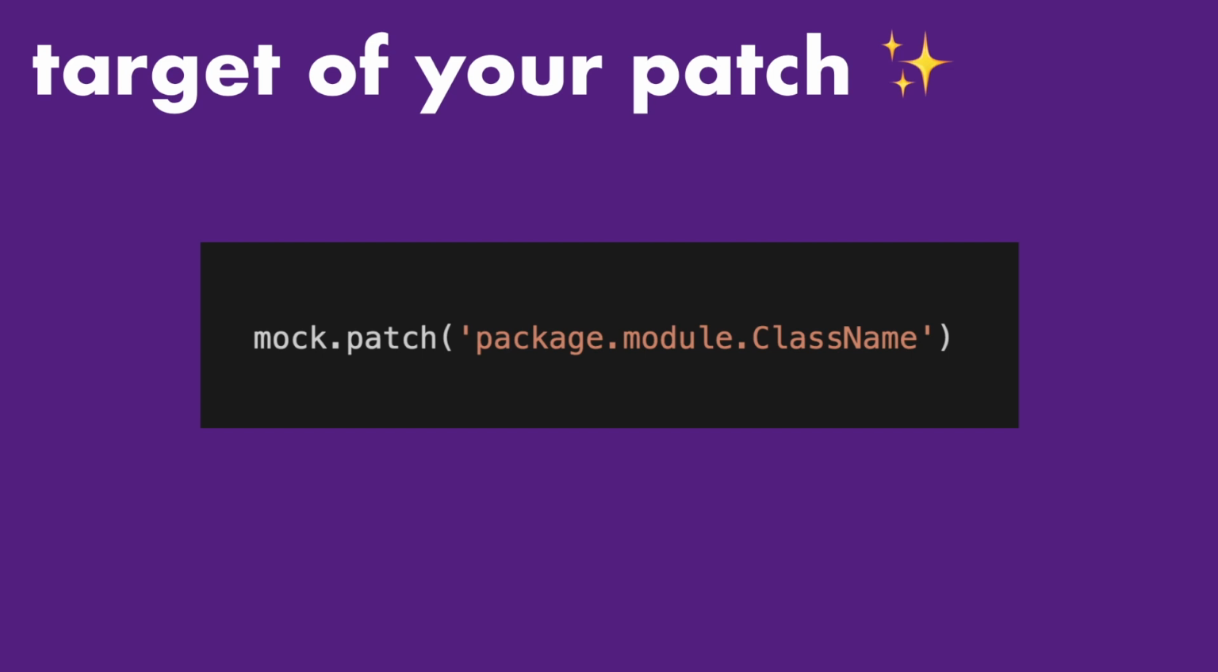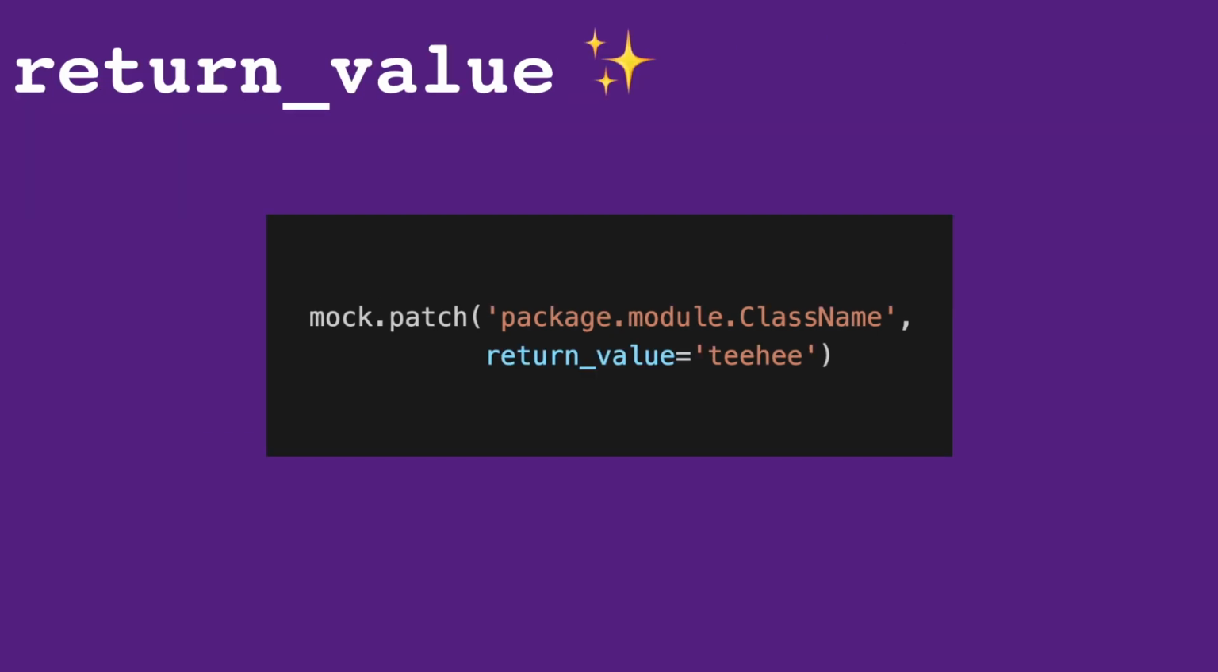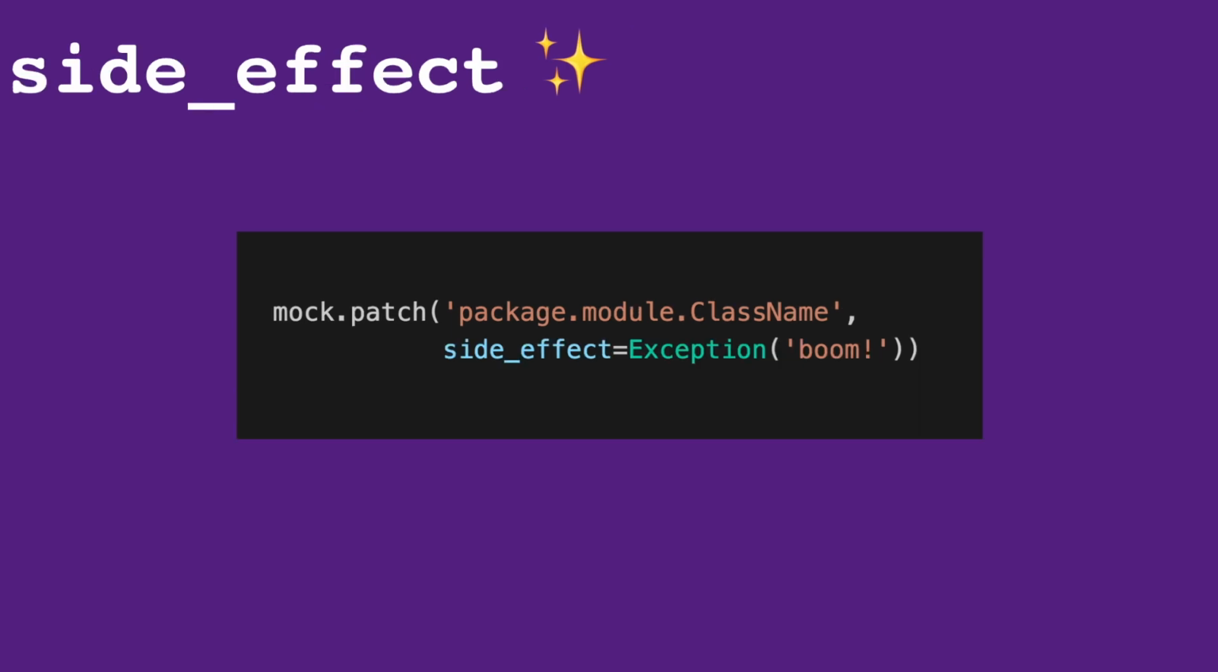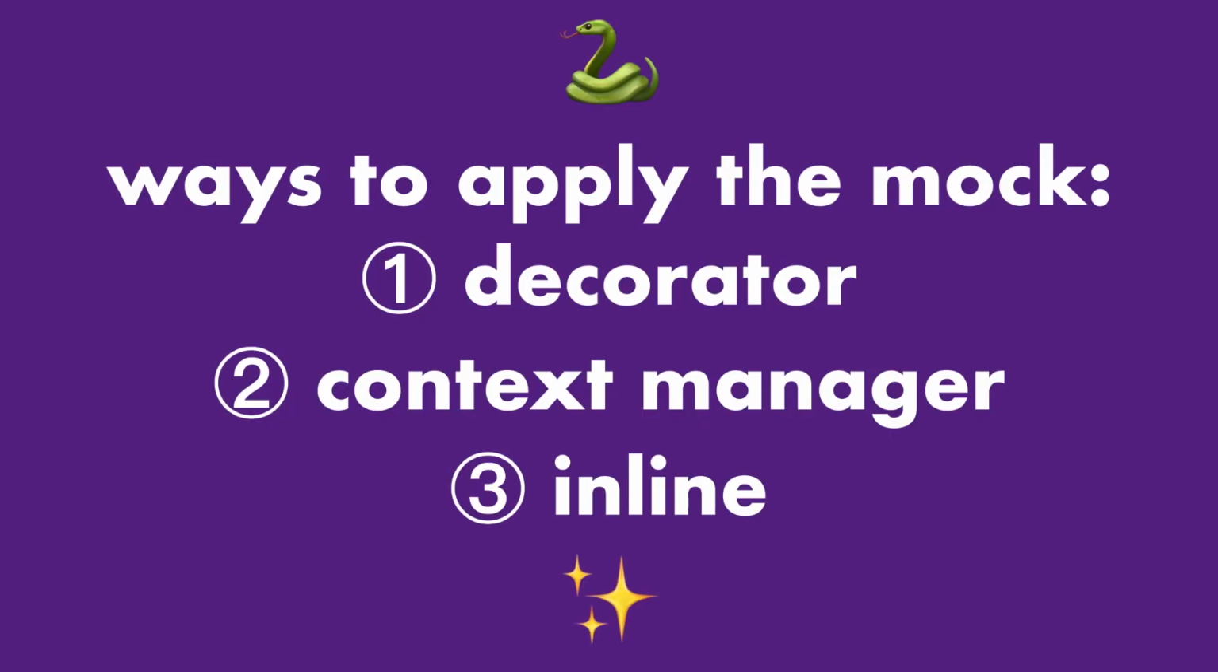Two of the keyword arguments to mock.patch that you'll probably use the most often are return_value. This enables you to specify the return value of the function that has the patch applied. This is one of the main ways that you can simulate different behavior. So in this example, the return value is the string 'T'. Side effect is another common keyword argument that you'll use, which enables you to perform side effects. So for example, here we're using the side_effect keyword argument to raise an exception.